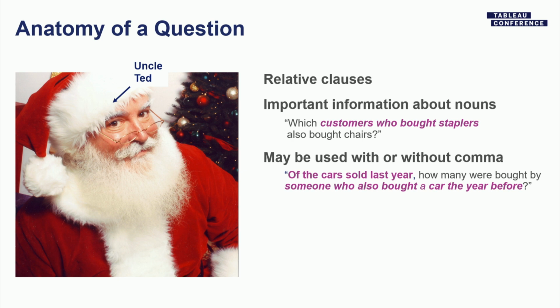But in any case, the important relative clauses are often introduced by those qualifiers I mentioned, and what they do is they sort of give you important information about the nouns in your question. They may be used with or without a comma, but those things stand as separate groups of words together. And those really are important because they point you at features of Tableau that are fundamentally different than just the viz itself.